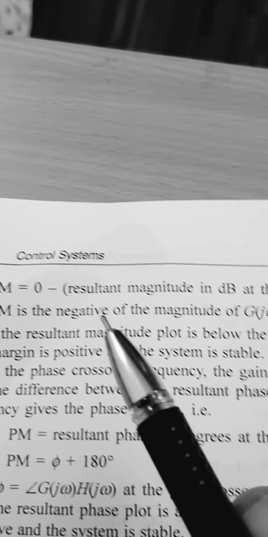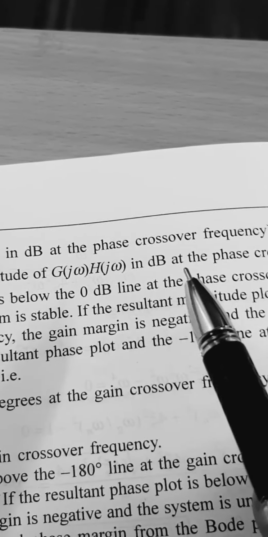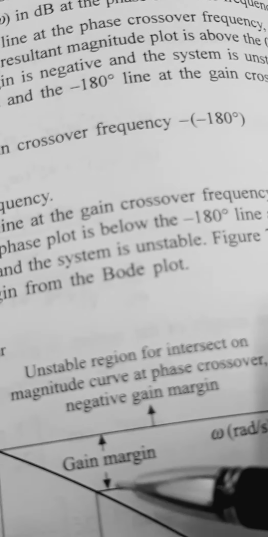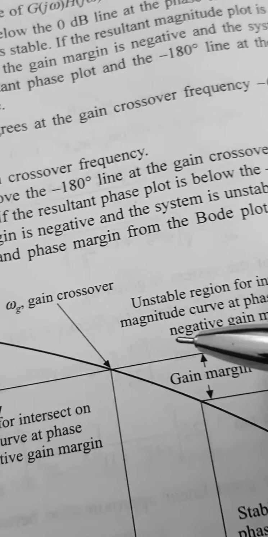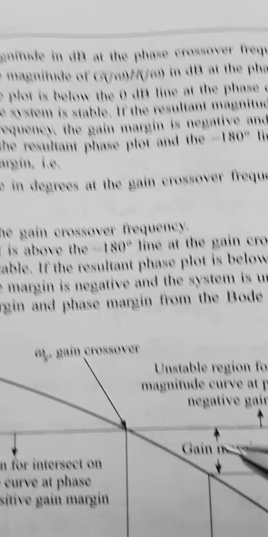So GM is the negative of the magnitude of G(jω)H(jω) in dB at the phase crossover frequency. You take the value on this side; you get a minus value because below this 0 dB line the gain is negative. Minus of minus gives a positive value. That is considered as minus of whatever magnitude you are getting here.